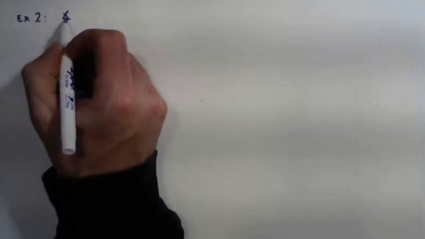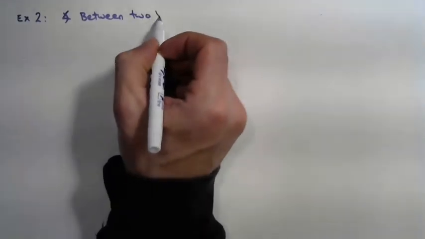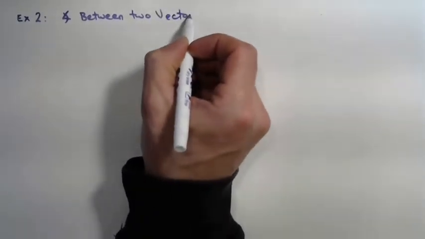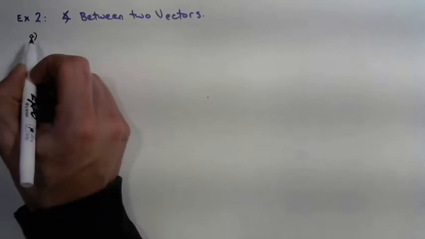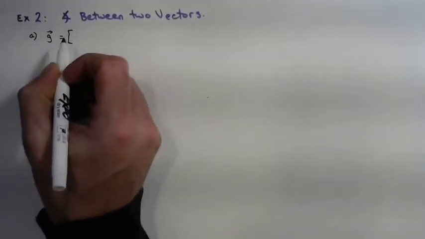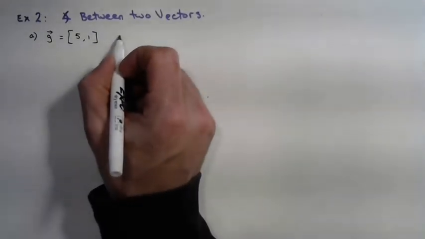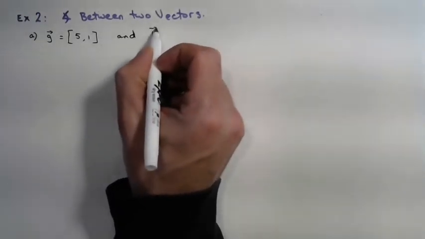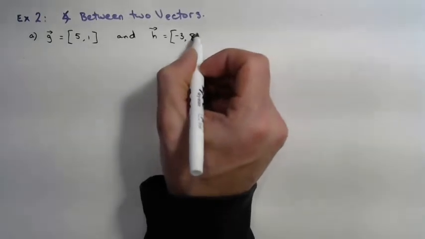Example 2. Example 2, this is the angle between two vectors. So we're determining the angle between two vectors. There are two different problems. There's an A and a B. So A, we're given the vector g as 5, 1, Cartesian vector, and h as -3, 8.